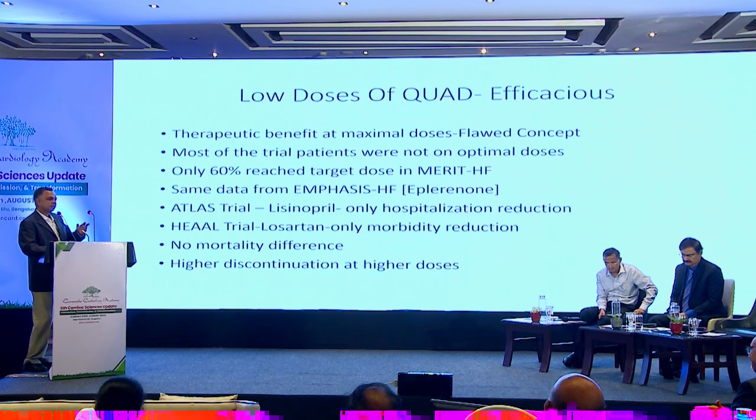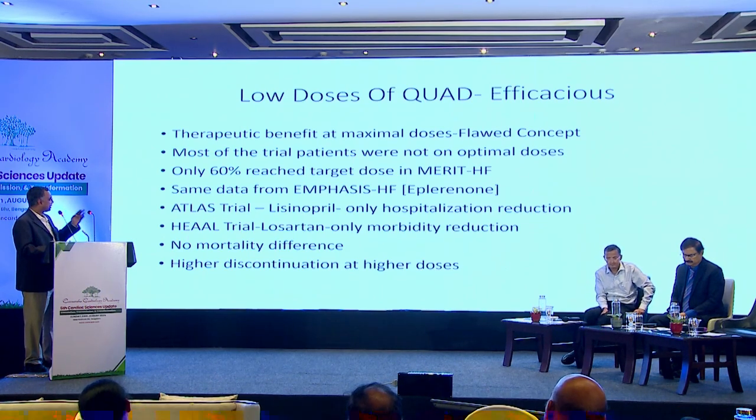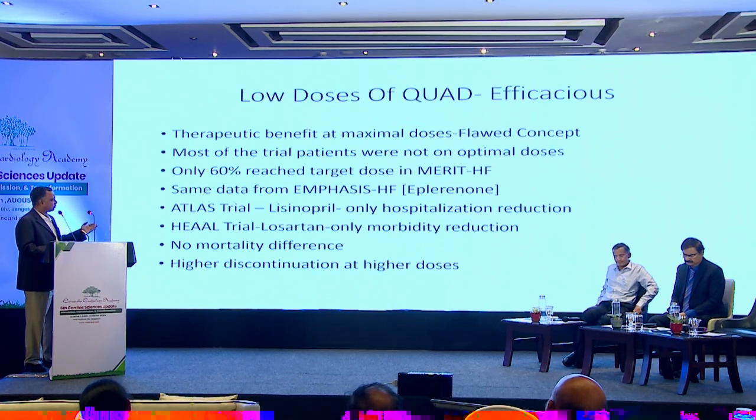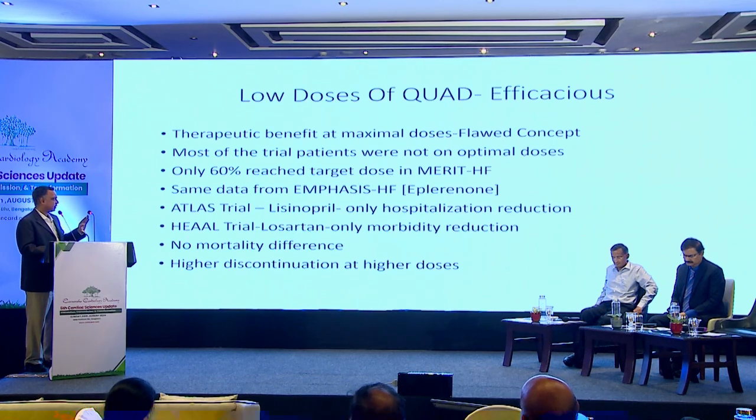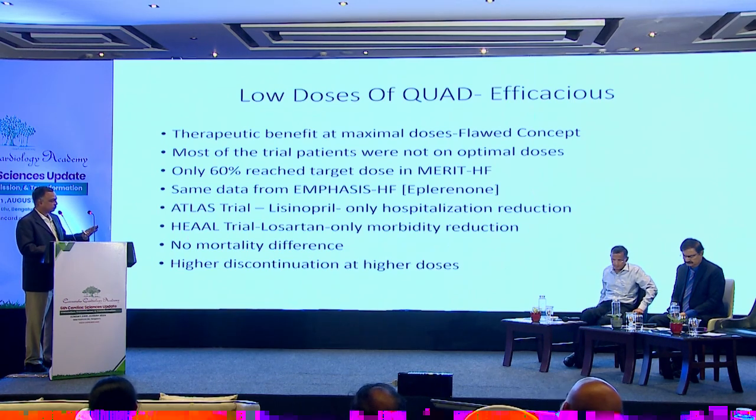And there is also a common thinking process that more and more higher doses is going to give more and more therapeutic benefits, which is not true. In the HEAAL trial, there was a subgroup analysis with low dose losartan and high dose losartan. The high dose losartan only reduced mortality, but there was equal benefit as far as morbidity is concerned in the HEAAL trial. So was the case with lisinopril in the ATLAS trial. So it's not very important for you to say that I should reach the guideline-directed dose only to reach the benefit. It's not so. Even at smaller doses, each of these drugs is going to give you the benefits.